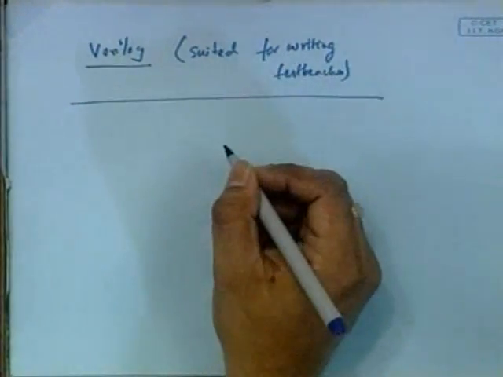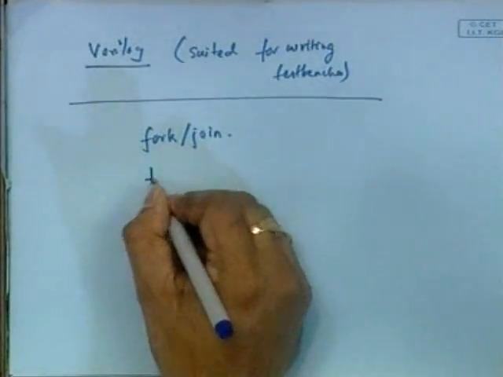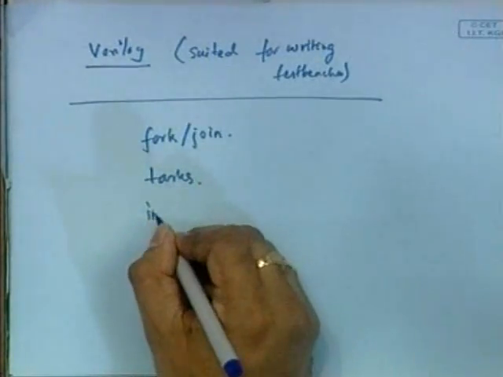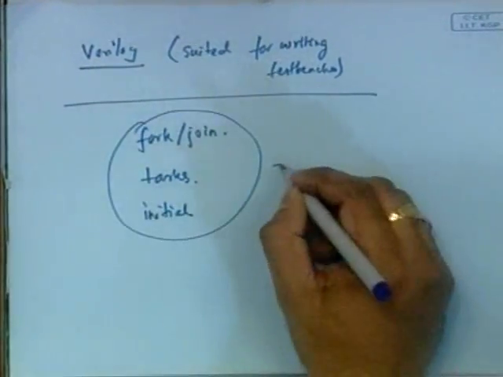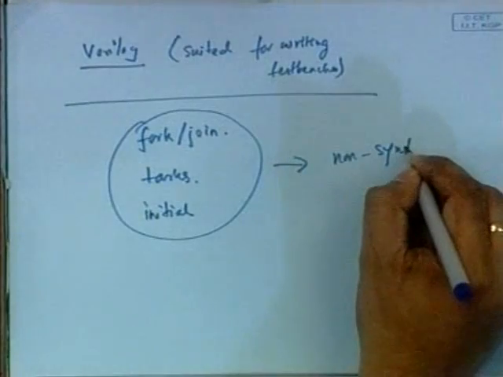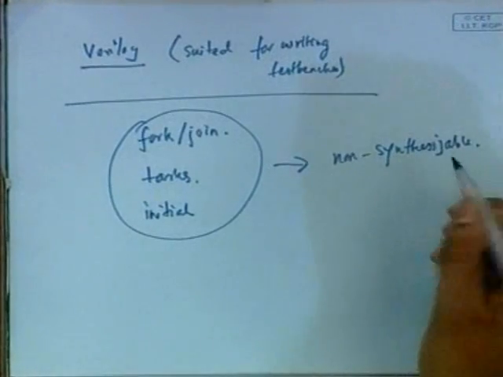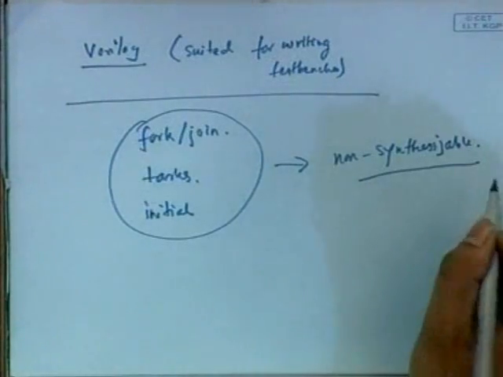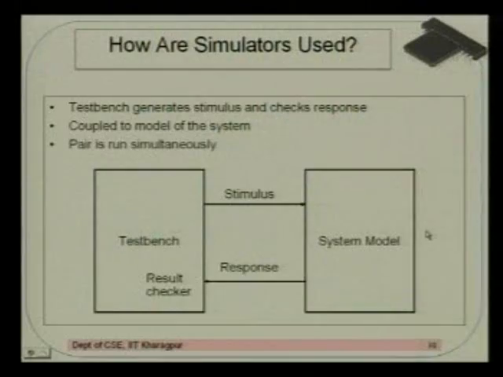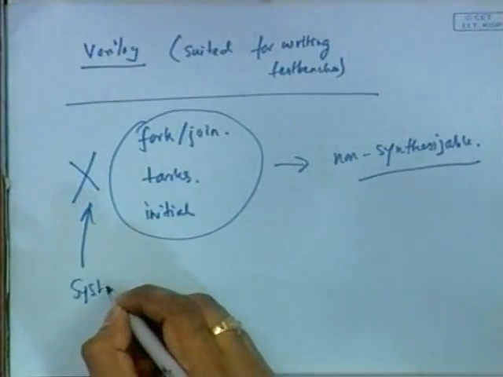For example, there is scope for using fork-join statements. There are tasks. There are initial blocks, which are used to give the initial loading. But all of them are non-synthesizable, which means they do not have a hardware connotation. So these things cannot be used to describe a system model. If I would like to describe a system model, I have to use synthesizable components. That means my code should not use these kinds of features.